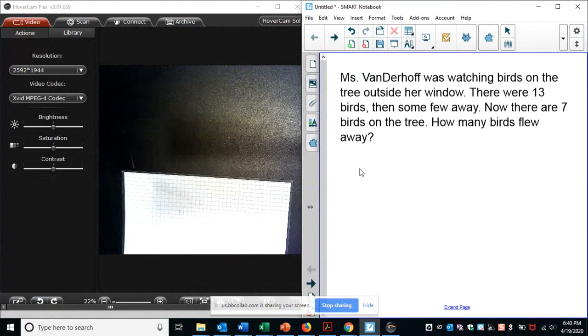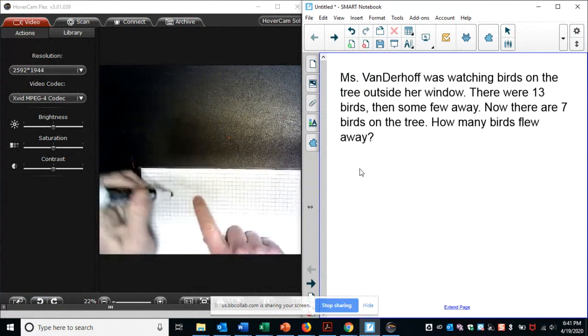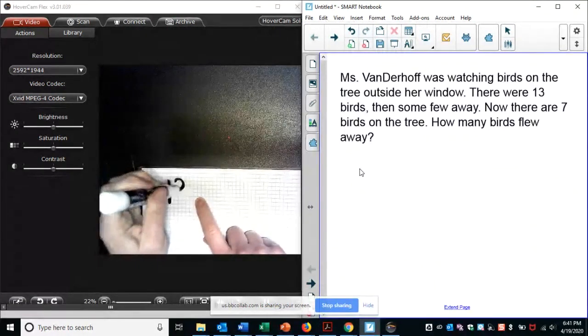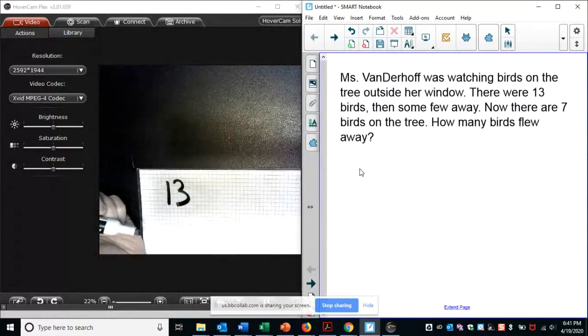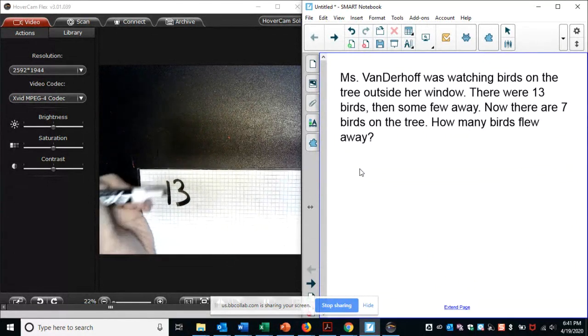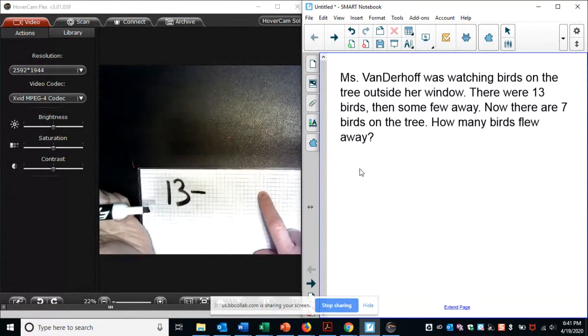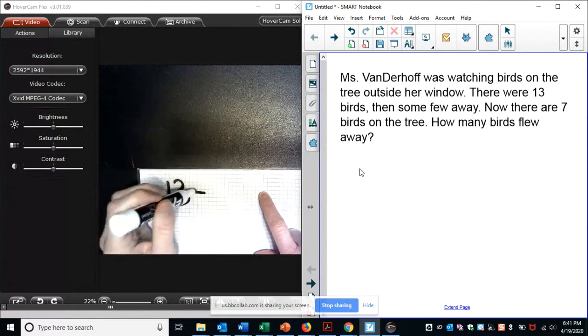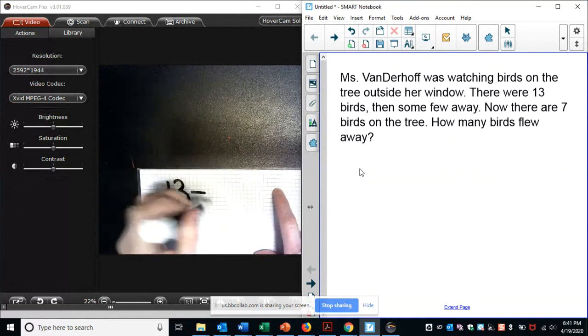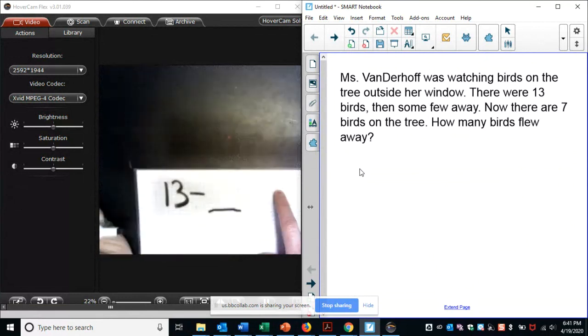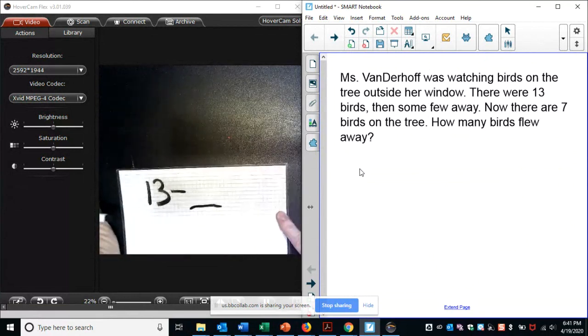So if I was going to write this problem, I know we started with 13 birds. So first there was 13, and then it says some flew away. Some is telling me that we don't know the number that flew away, but flew away is telling me it must be minus, because I know if they flew away, we're not going to have any more birds on the tree, but we're going to have less. So 13 minus some. We don't know what the some is. I'm just going to leave a space there. 13 minus some.